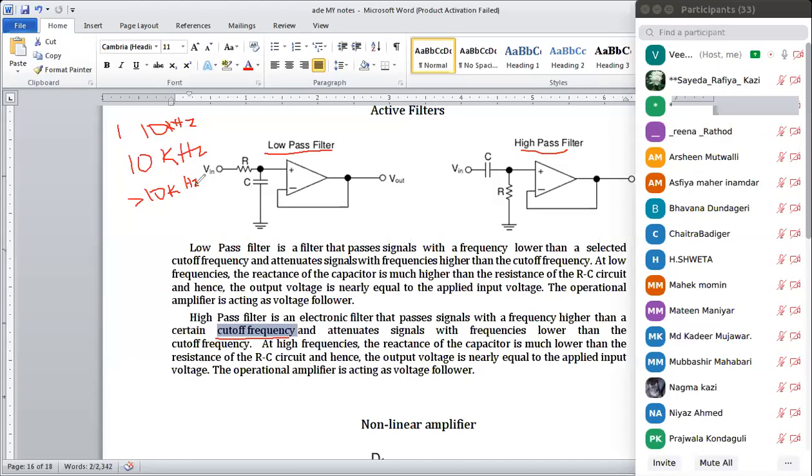So this is the difference between this low pass filter and high pass filter. So hope it is clear. Then we'll move on to the next topic.